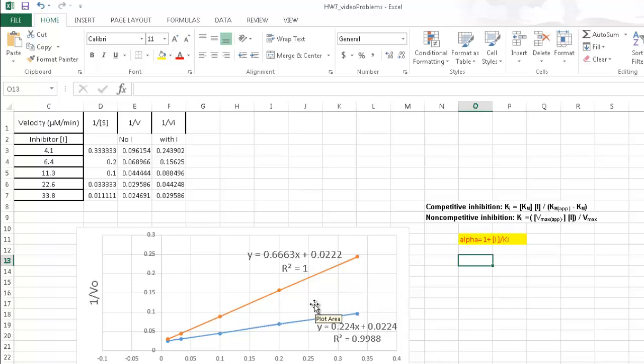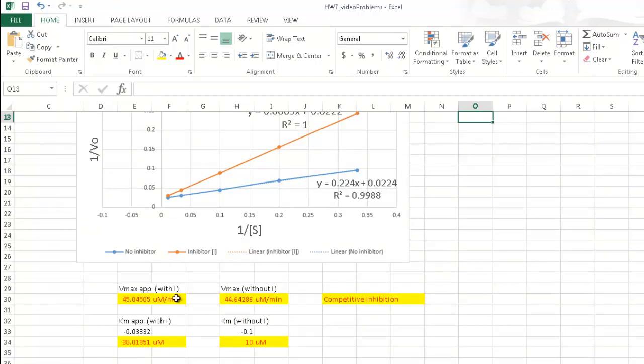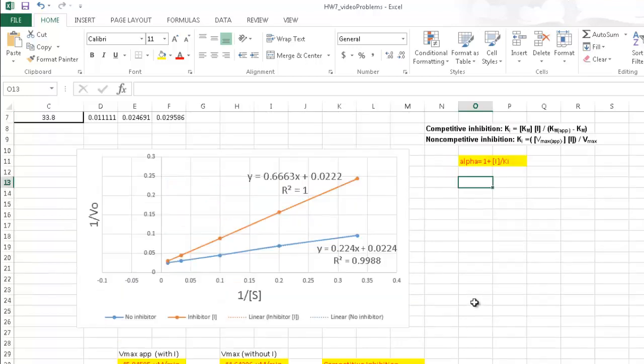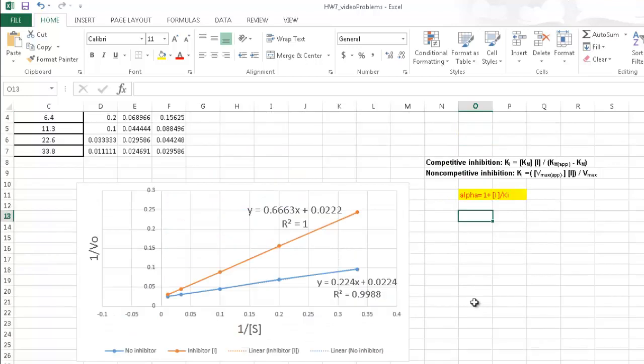Now, this is a competitive inhibitor. We've already solved that because the Vmax is the same. You just achieve Vmax by bumping the Km from 10 to 30 micromolar. So really, the inhibitor is competing for the enzyme's active site.